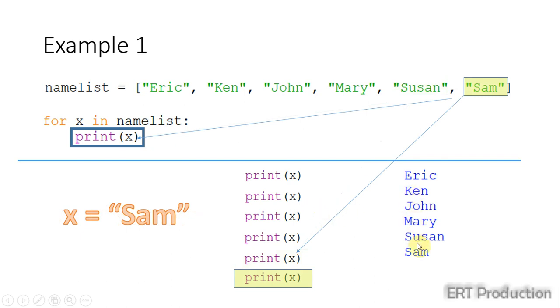If you know how to use for loop in other programming language like C, you will find that the for loop in Python works differently.